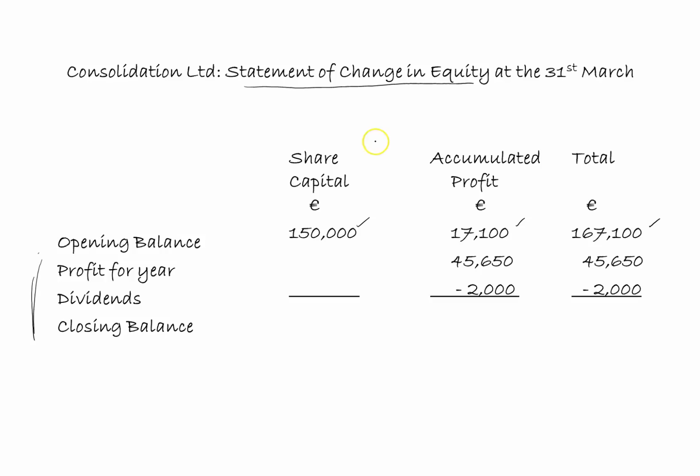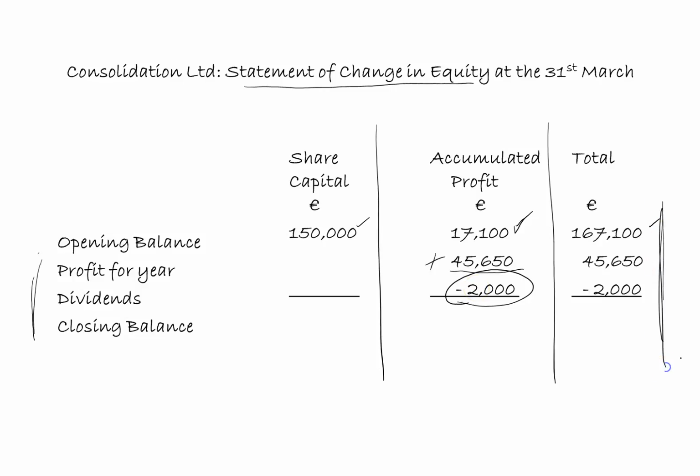So what I have then is my ordinary share capital, total of 150,000. I'll have my accumulated profit, which was 17,100. It increased by 45,650, and then it comes down by the 2,000. And then my total column out here. So that's 150,000 share capital plus what is now the accumulated profit figure, 60,750, giving total equity of 210,750. So that's our statement of change in equity. Do remember when we're going through this that you can pause, rewind, play, fast forward at any point.